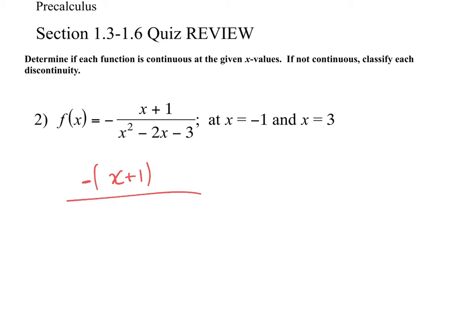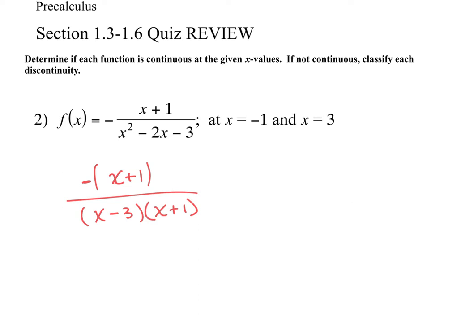Technically, he looks like that. And then I'm going to factor my denominator. It's going to factor to what? What are my 2 factors? Yeah, -3 and +1. All right? And so now that I've done this, I'm going to look at these 2 points.